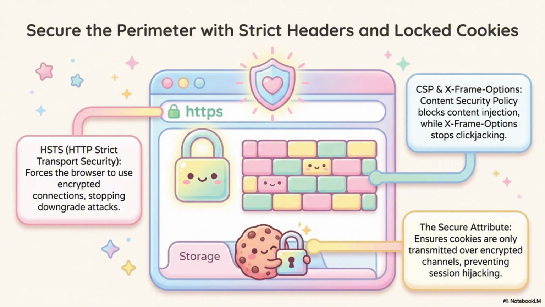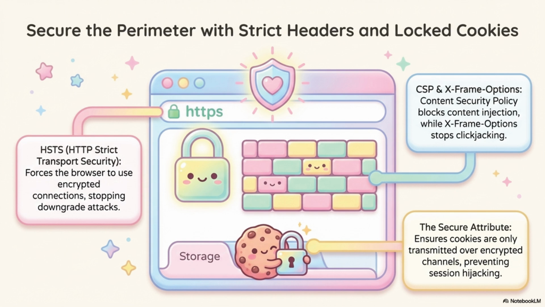HTTP headers also contribute to application security. Response headers such as HTTP Strict Transport Security, Content Security Policy, and X-Frame-Options instruct browsers how to handle content securely. These headers reduce risks such as downgrade attacks, content injection, and clickjacking. Proper configuration strengthens the communication channel between client and server. Note that X-Frame-Options is the correct header name, with hyphens, as listed in OWASP best practices.